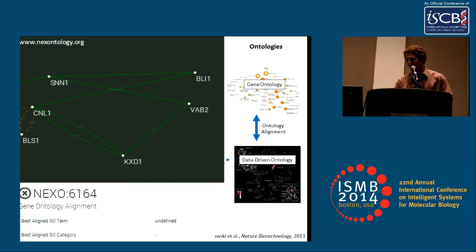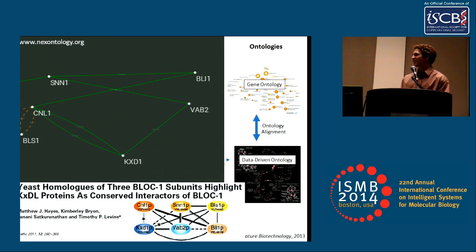And so here's an example of one of those terms. It's NeXO 6164. It's got these 6 genes that you see here, which are supported by these different interactions. And when we looked in literature, despite the fact that this didn't align to anything in the yeast GO, we found this paper which implicates all 6 of these as the BLOC-1 complex in yeast. It had previously been a known complex in humans, but only recently it was discovered in yeast and just hadn't been added to the gene ontology yet. And this is just one of a dozen examples that we found and then submitted to the gene ontology project, leading to updates in GO.